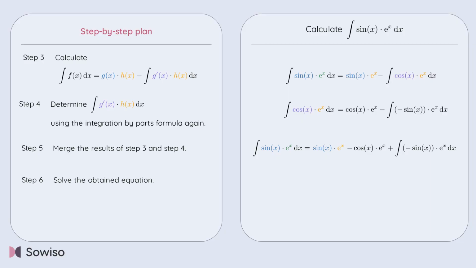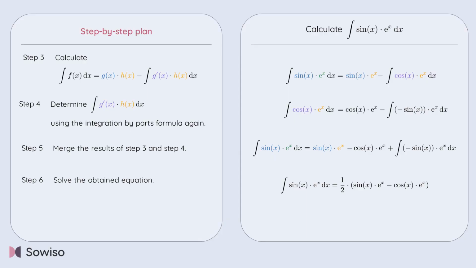Step 6. Solve the obtained equation. Notice that the integral of sine of x times e to the power of x appears on both sides of the equation. We can add this integral to both sides to eliminate it from the right side. Finding 2 times the integral of sine of x times e to the power of x equal to sine of x times e to the power of x minus cosine of x times e to the power of x. Finally, we divide both sides by 2 to isolate the integral and obtain the final result.